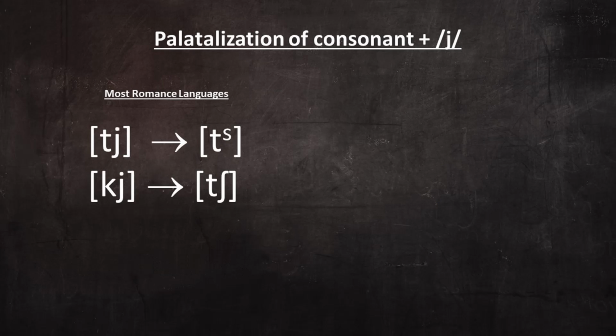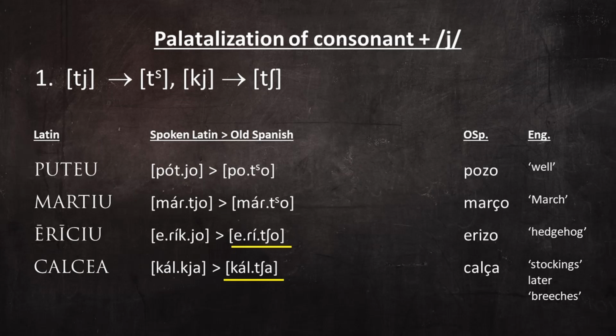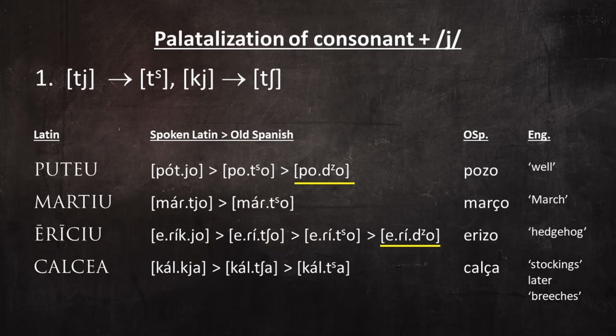Now most Romance languages maintained the contrast between these two results, but in pre-literary Castilian, they merged into ts. When preceded by a consonant, this ts pronunciation survived into Old Spanish. However, when preceded by a vowel, ts often underwent a process of softening and voicing called lenition, usually producing z in Old Spanish. So first ericho and calcha became erizo and calza. Then pozzo and erizo became pozzo and erizo.